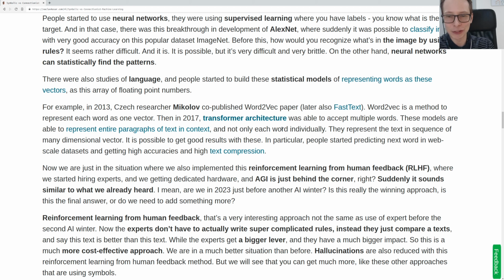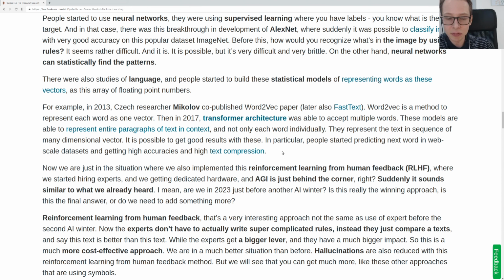And so we are in a much better situation in 2023. Is there going to be another AI winter just like the last time? Well, you know, the last time it was just before the economic crisis. Maybe there will be one now as well, but we are in a much better situation now.